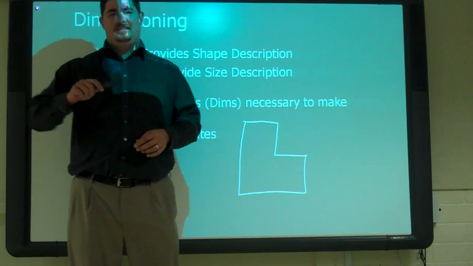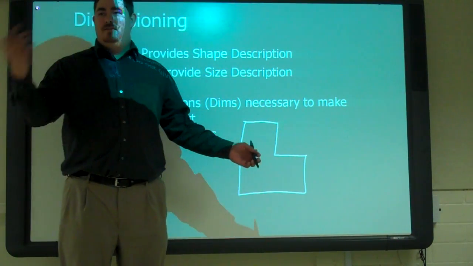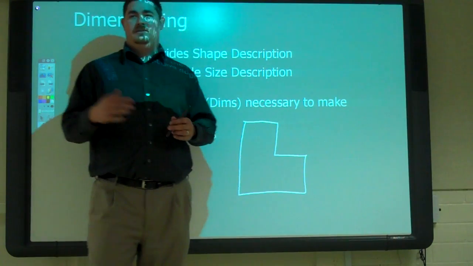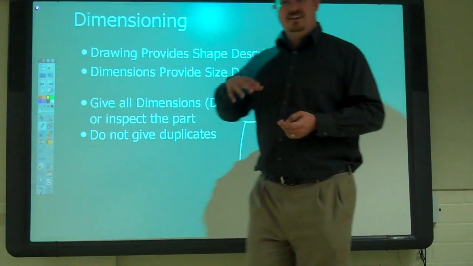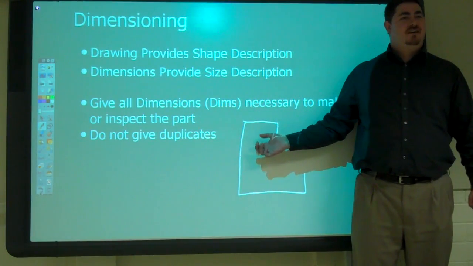You have to look at the rest of the parts in the assembly. So what is this part going to go with? That tells you what's important. Which makes it really hard in this class because we're only dealing with one part at a time. So you really have to kind of guess.